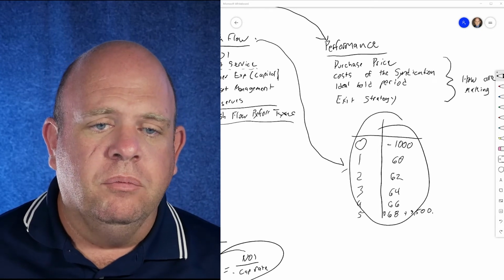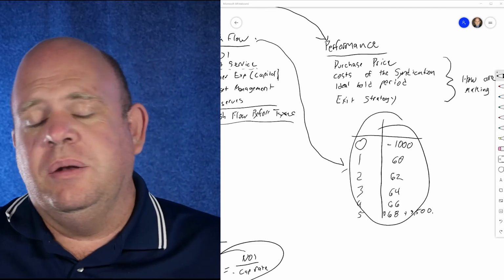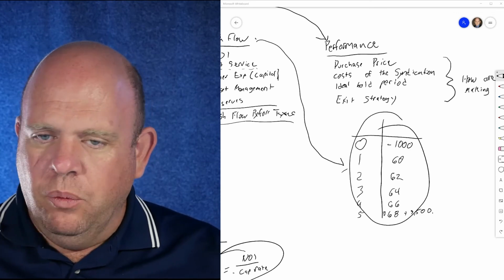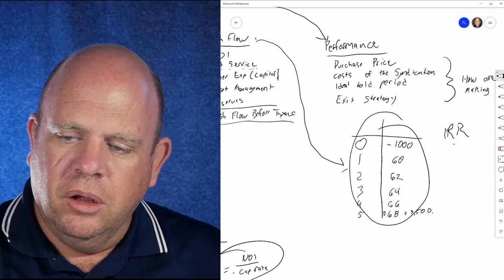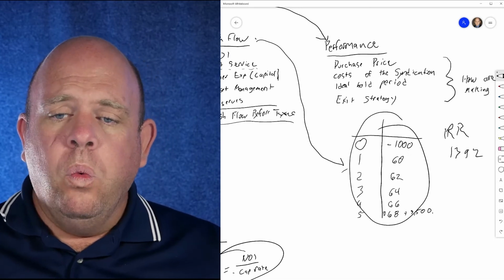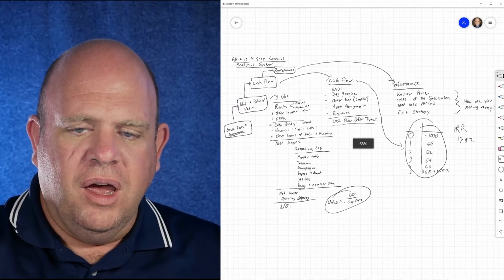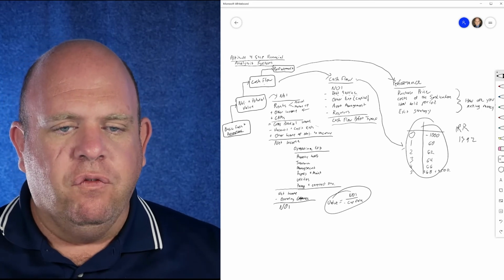Off the top of my head, that's a little bit lower than I typically do. Actually, it's 13.92% is what the growth rate would be for this property. Now, what I am doing all the time is I'm actually going back and forth through this.